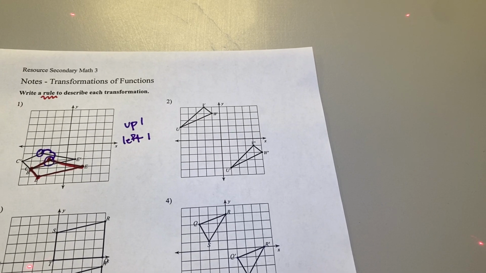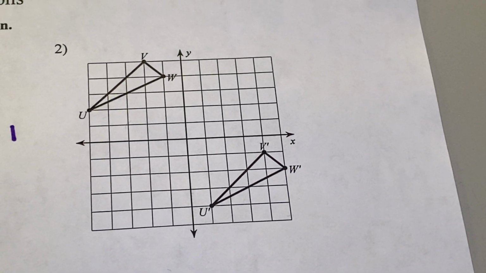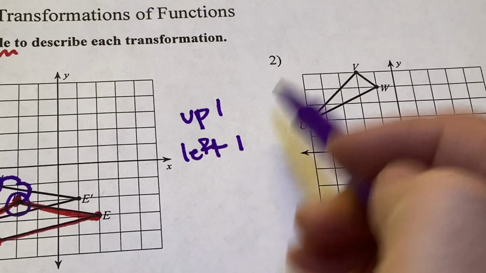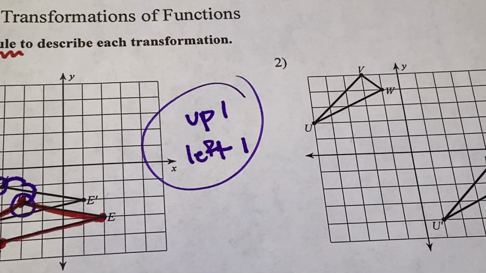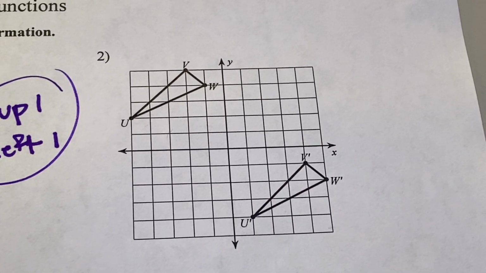Okay, so now look at your symbols here, the letters. Wait, is that all we do? We just write up one, left one? You're just writing how it moved. So this would be your answer: up one, left one, right there. I thought we'd have to write an equation, and I was scared. Nope, because it's technically not a function, it's just a shape.